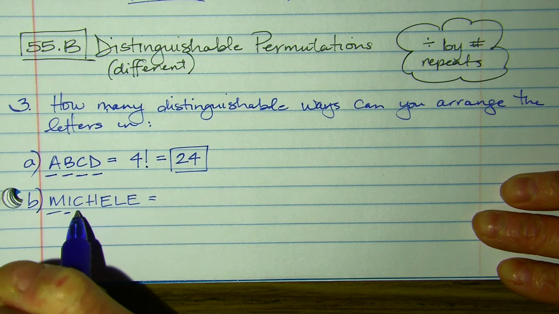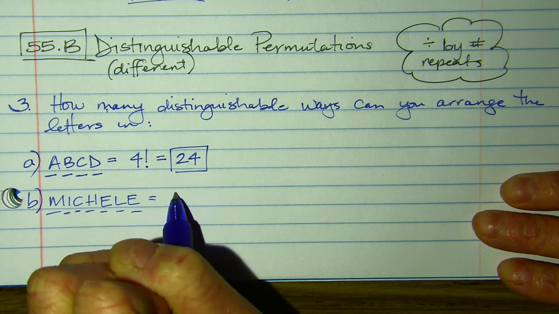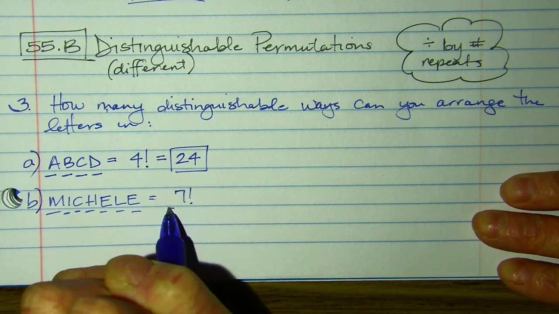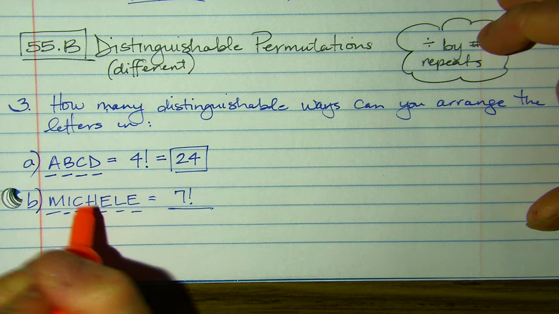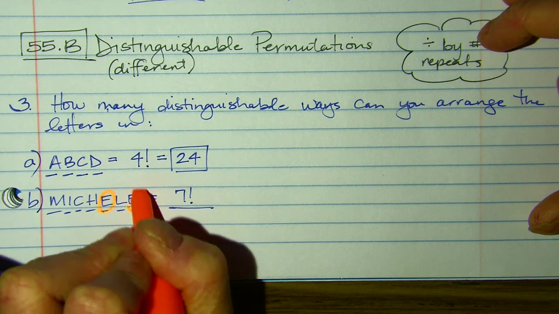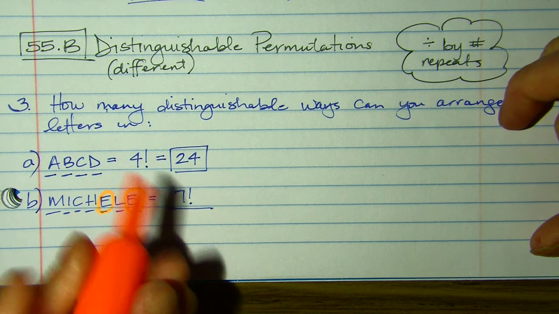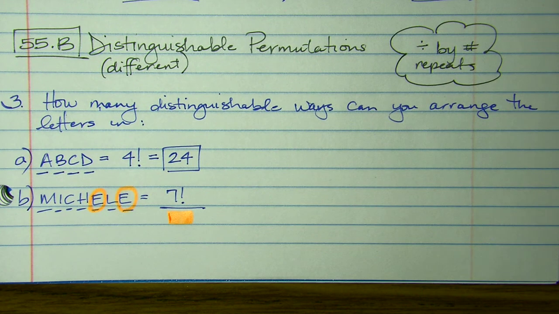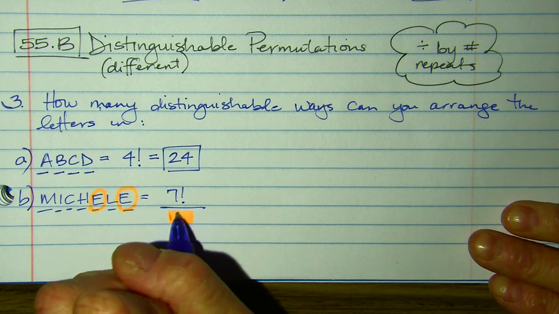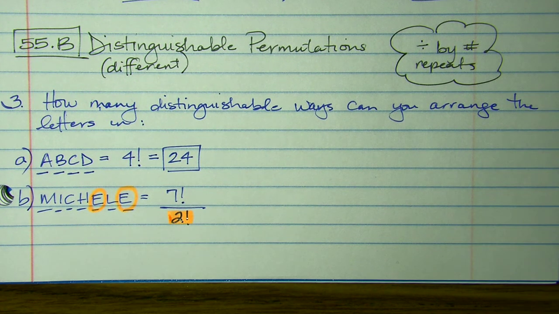So 1, 2, 3, 4, 5, 6, 7, 7 factorial. But if you'll notice, I have 2 letter E's. And so I have to divide by how many there are because they are going to create the same permutations. And we want distinguishable, so we don't want any repeats. So I have to divide by the letters that repeat themselves.